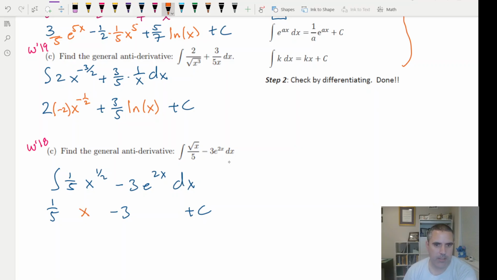So this becomes x to the 3/2. There's a 2/3 out in front. This becomes e to the tx. There's a 1/2 out in front. And you definitely can just write 3/2, but that's it.